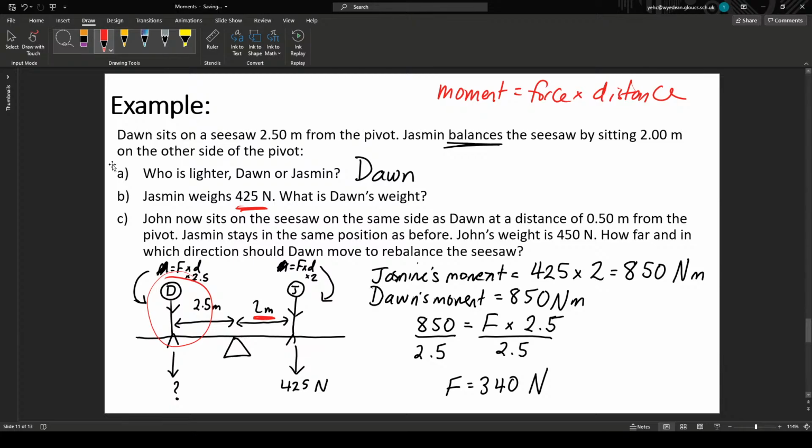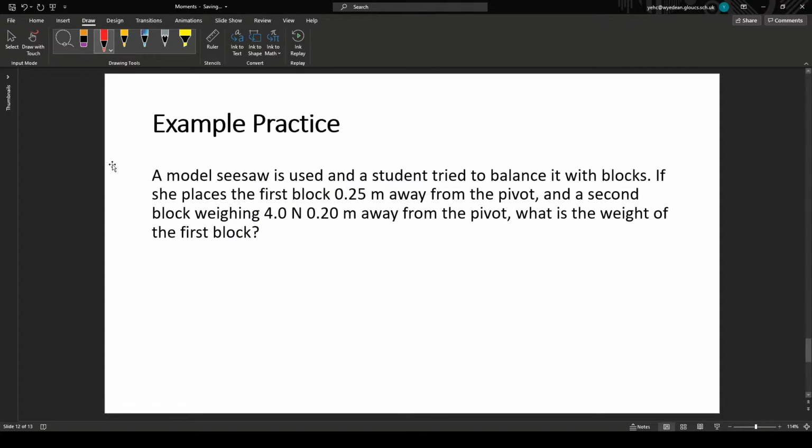Okay, I'm going to skip C just because of time. Let's try this one. A model seesaw is used and a student tried to balance it with blocks. If she placed the first block 0.25 meters from the pivot and the second block weighing 4 newtons 0.22 meters away from the pivot, what is the weight of the first block? So, block number 1 was 0.25 meters away from the pivot.